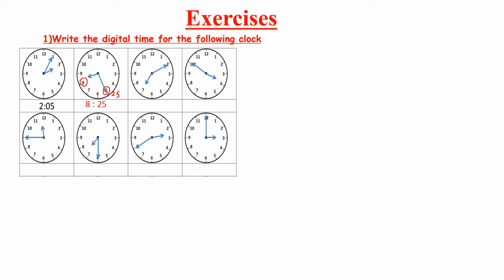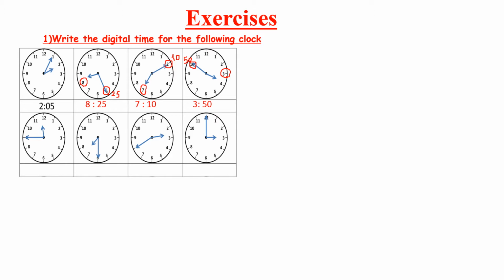Let's see the next one here. Start with the short hand at 7 and the long hand at 2. When it is at 2, how many minutes is it? It's 10, so the time is 7 and 10 minutes. Here, the short hand is between 3 and 4, so we take the smaller number, which is 3, and the long hand is here at 10. When it is at 10, how many minutes is it? It's 50 minutes, so the time is 3 and 50 minutes.